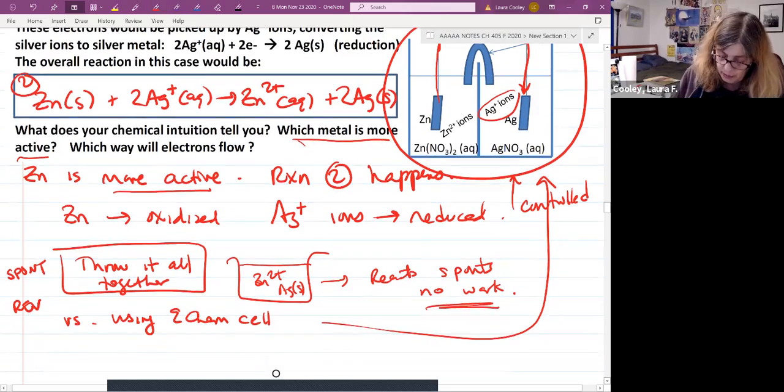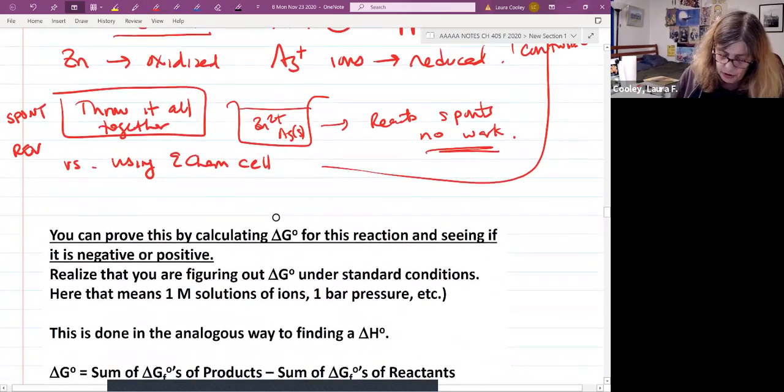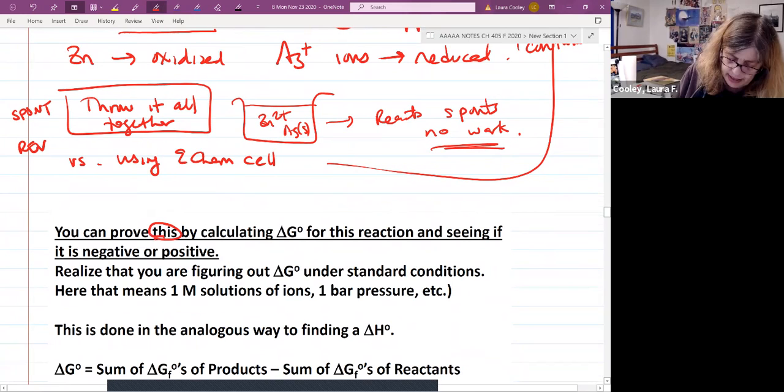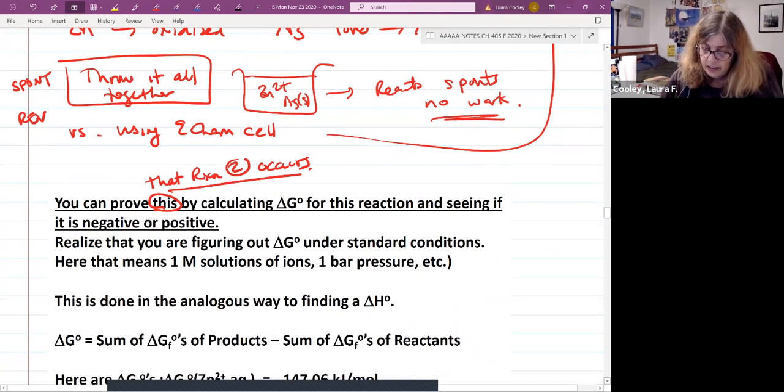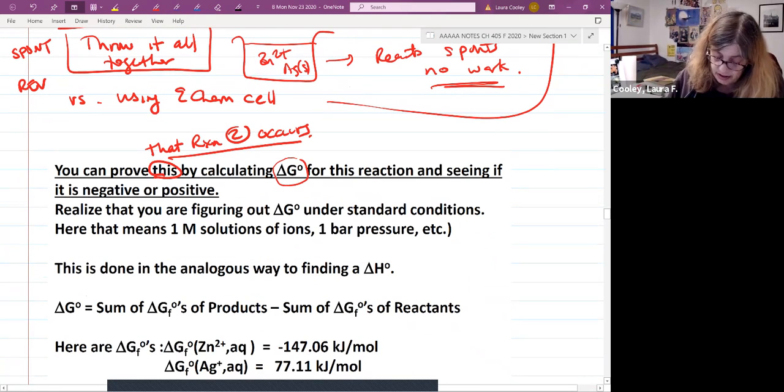So let's go to the next part. So you can prove that reaction 2 actually occurs. How can you prove that, right? You can prove it by finding the delta G zero for the reaction, right? If it's negative, then that's the one that's going to be spontaneous, at least under standard conditions.